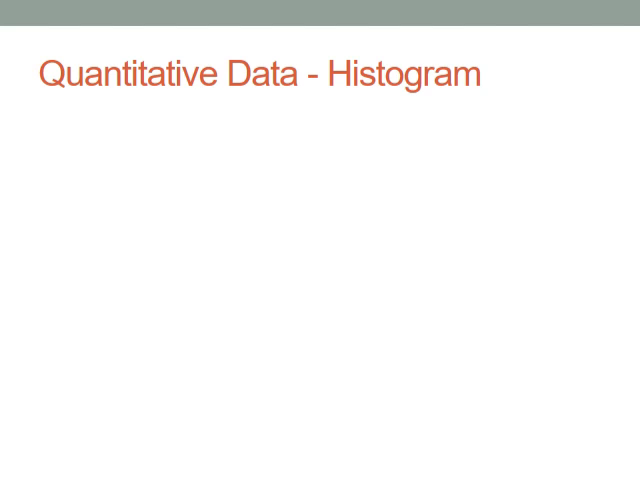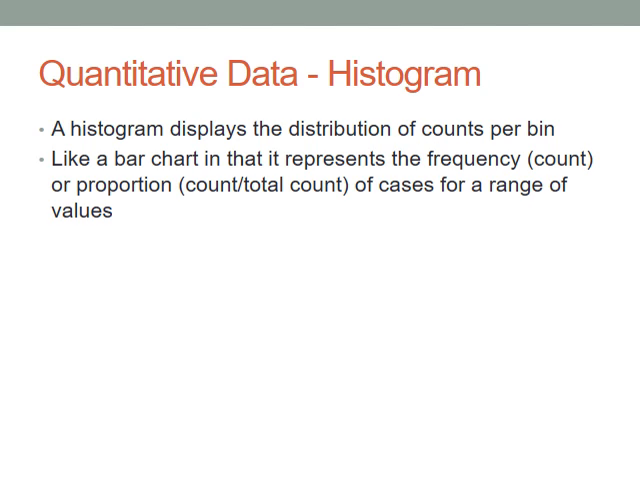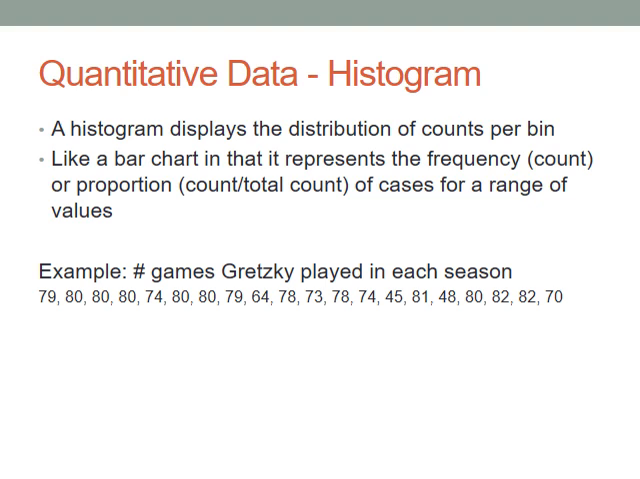So let's go back to this and take a look at what a histogram does. A histogram displays the distribution of counts per bin. So it's kind of like a bar chart. We have some bins or some categories that we create, and then we count up how many of our outcomes fall into that category. So if we go back to our Wayne Gretzky data, we need to create some bins, and then we're going to count how many of the outcomes fall into those bins.